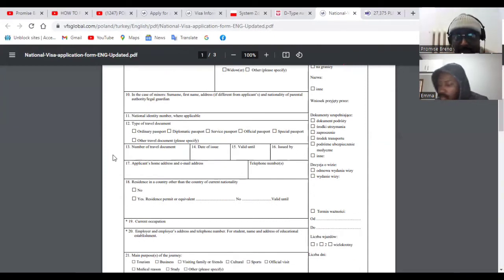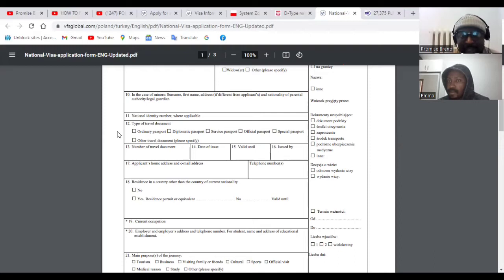Number 11, national identity number. You said it's not passport, I know. But what if it's somebody that doesn't have a national identity number? Can I still write my passport number? Leave it there. You can write your passport number there. But I recommend that you put your national identity number there. I'm asking in the case of someone who doesn't have a national identity number.